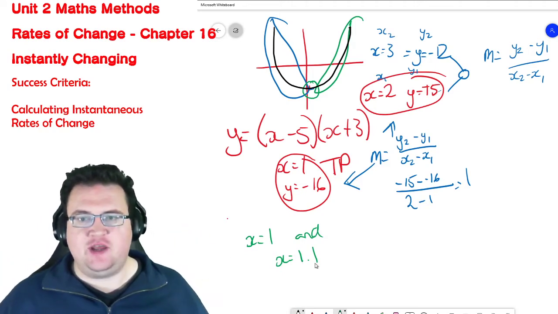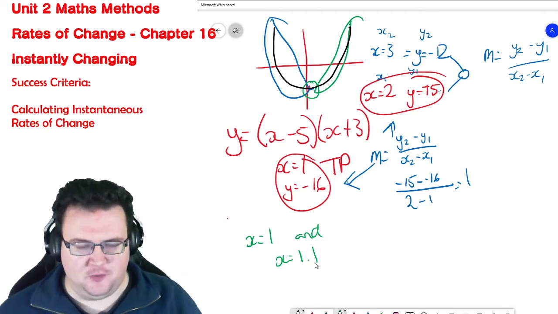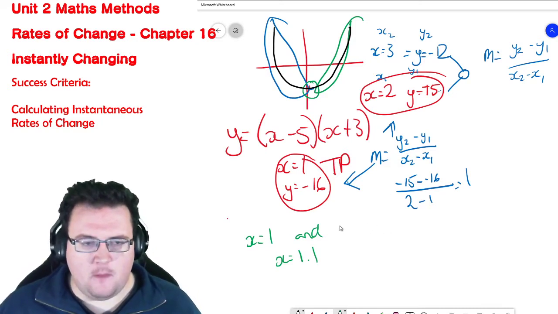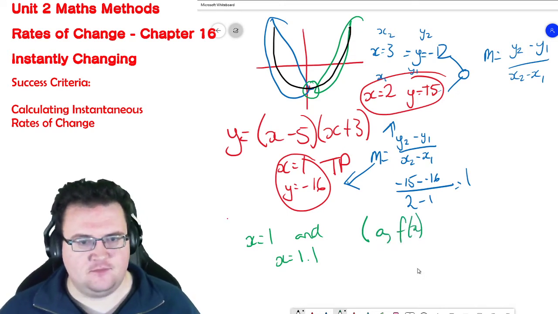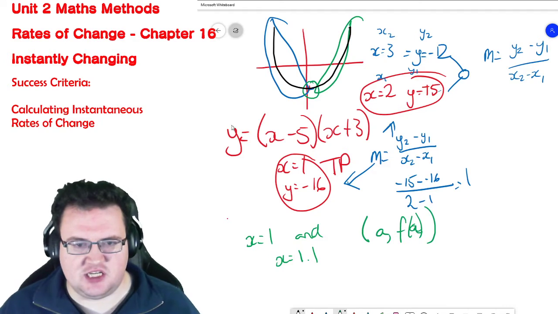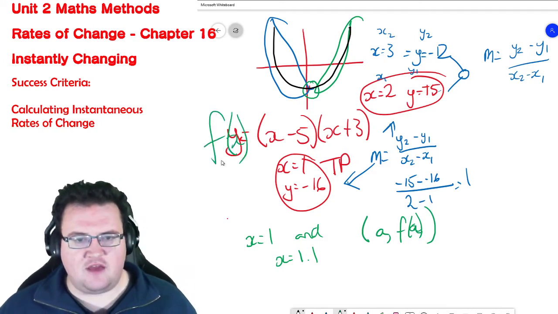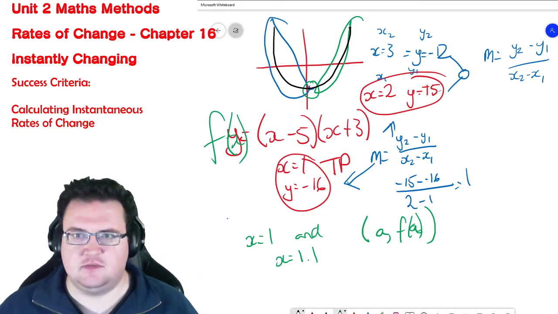And what we can do is, using function notation, we can express what we need to do. Remember that all coordinates can be expressed as, for example, a comma f of a. So all the coordinates are like that, and this is f of x. f of x equals this. f of a is when a equals x, or x equals a.